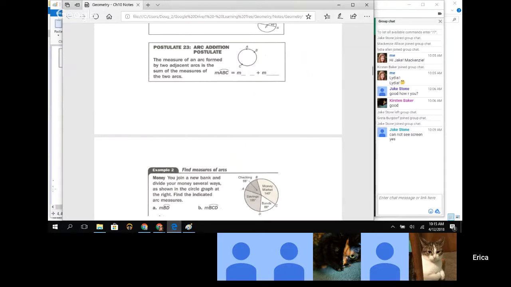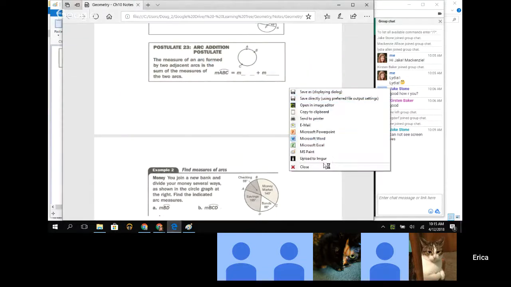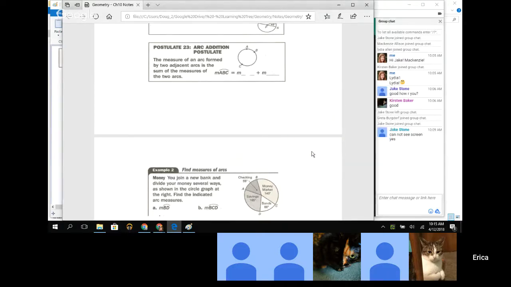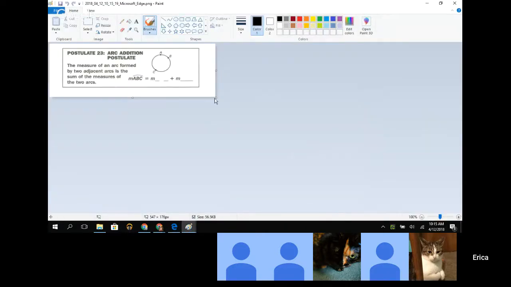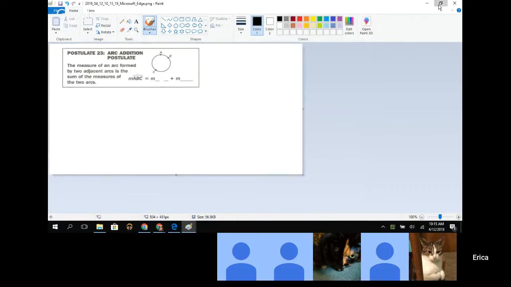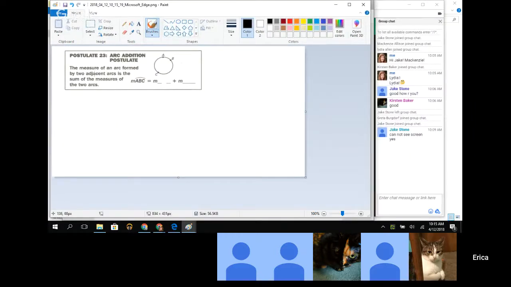This is a quick little postulate. I don't even know if it's on your postulate sheet. I don't think it is, but it's pretty self-explanatory. So here we go. Postulate 23, the arc addition postulate. The measure of an arc formed by two adjacent arcs is the sum of the measures of the two arcs. So that's a whole lot of words, okay?